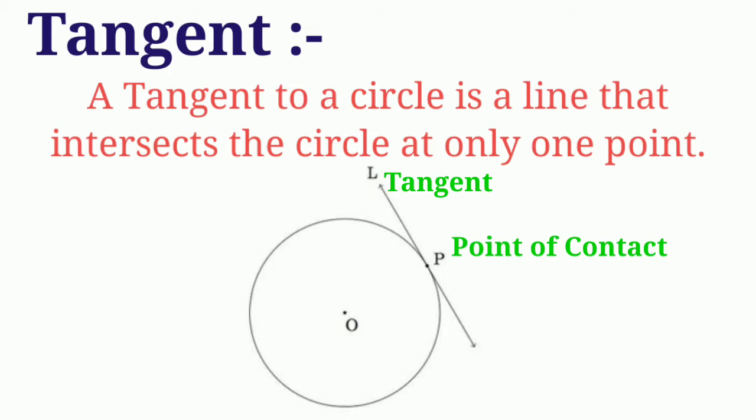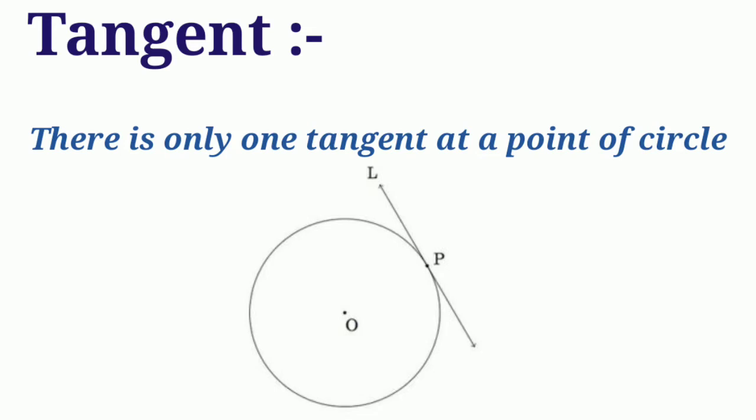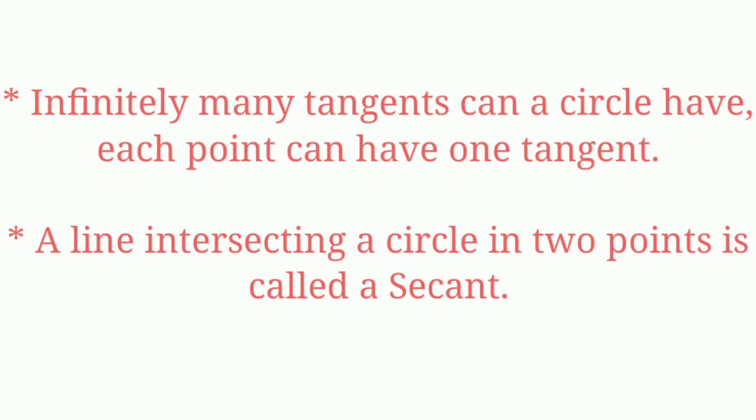We know that a circle is a collection of infinitely many points. So for every point you can draw a tangent. So there is only one tangent at a point of the circle. Infinitely many tangents can a circle have because it has infinitely many points. Each point can have one tangent.